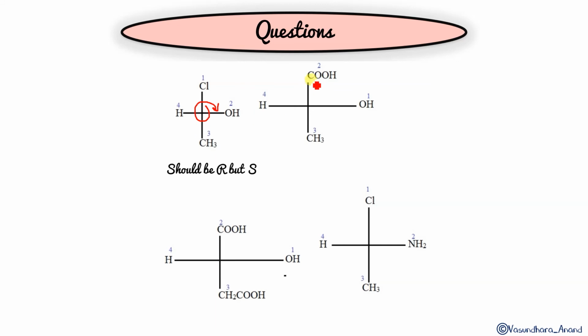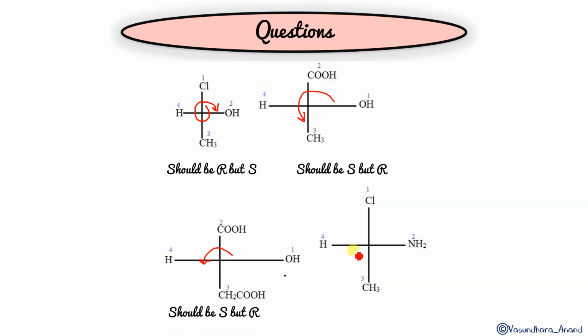Clear? In this case, 1, 2, 3. We don't have to consider the 4. Just simply 1, 2, 3. Check it. So 1, 2, 3 is anti-clockwise, but H is on the horizontal. So should be S, but it will be R. Clear? Now in this case, 1, 2, 3. So anti-clockwise should be S, but will be R.